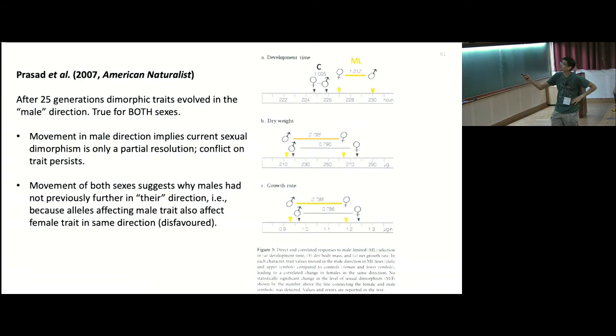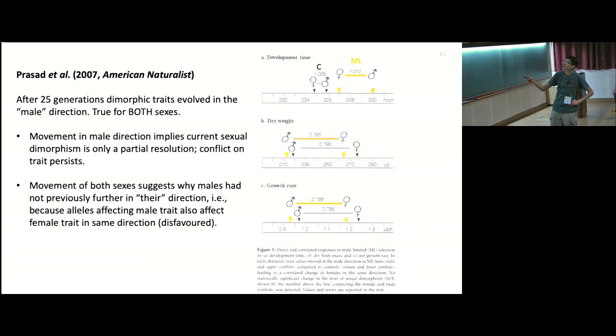Well, let's look at what happened. Here is where females and males were. Females develop faster, so they have a lower time to develop than males. And if you look in the male limited line, where you remove selection from females, the males move in the male direction over here, and they drag the females with them.